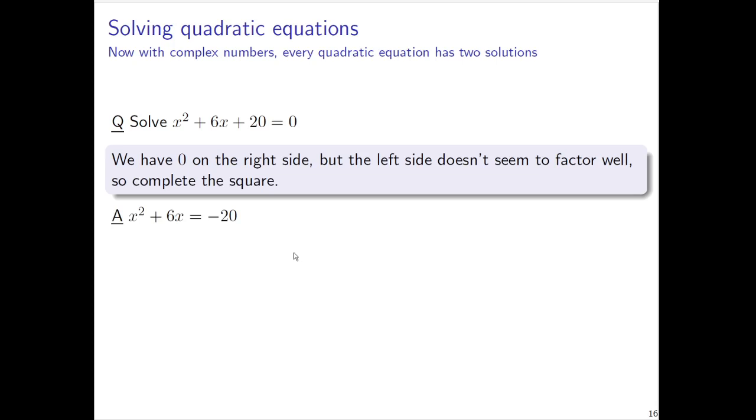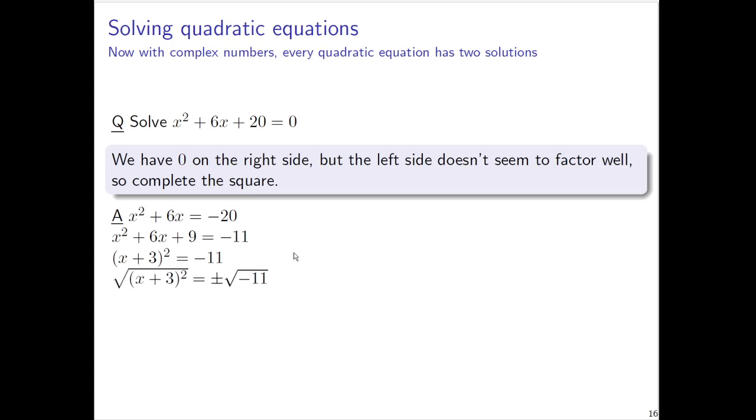Based on the linear coefficient of 6, half of it is 3. And if you square 3, you get 9. So we need to add the number 9 to both sides. Okay, so x squared plus 6x plus 9 is equal to negative 11. Factor the left side: x plus 3 quantity squared equals negative 11.